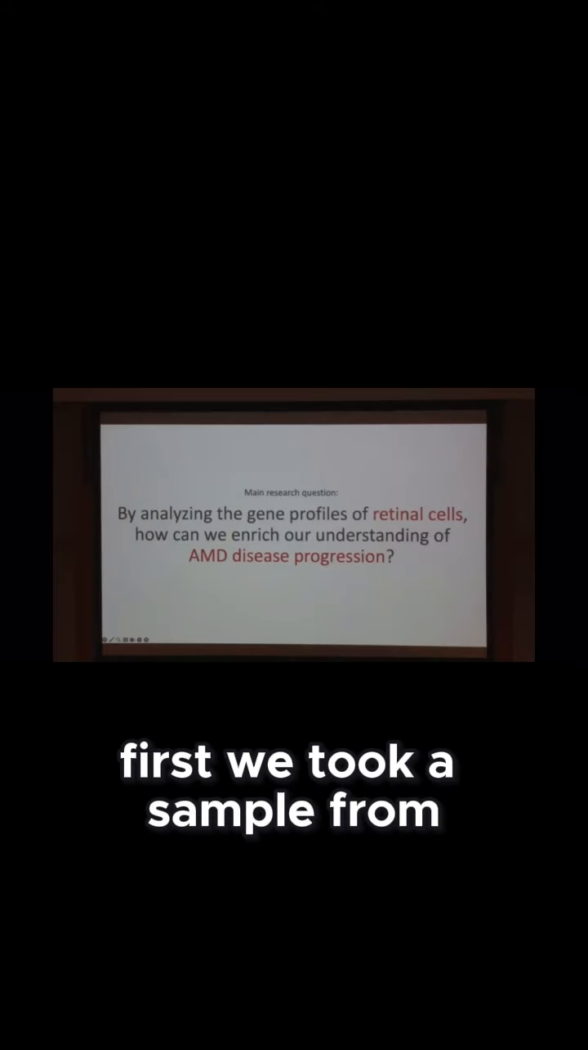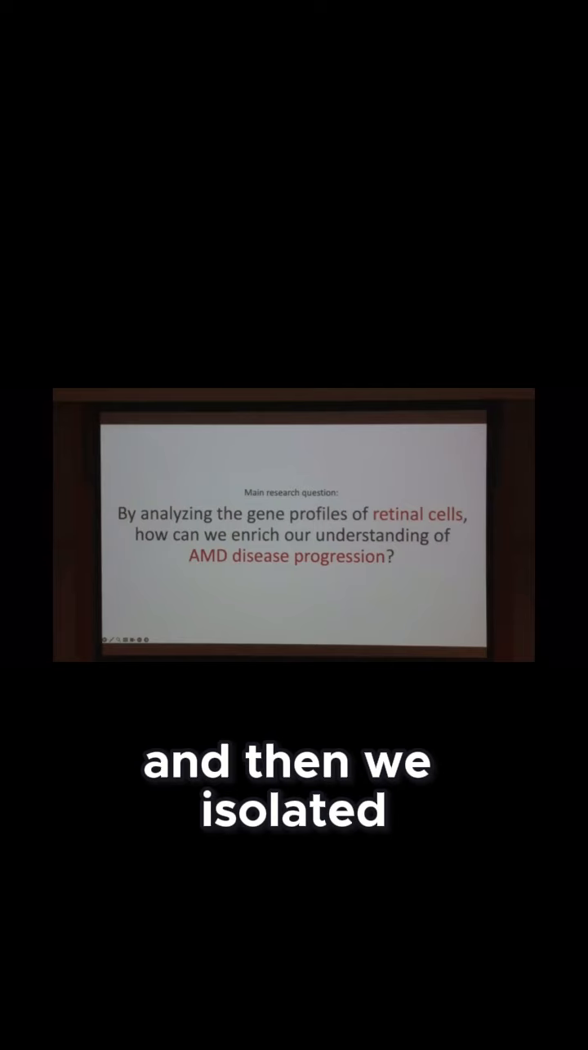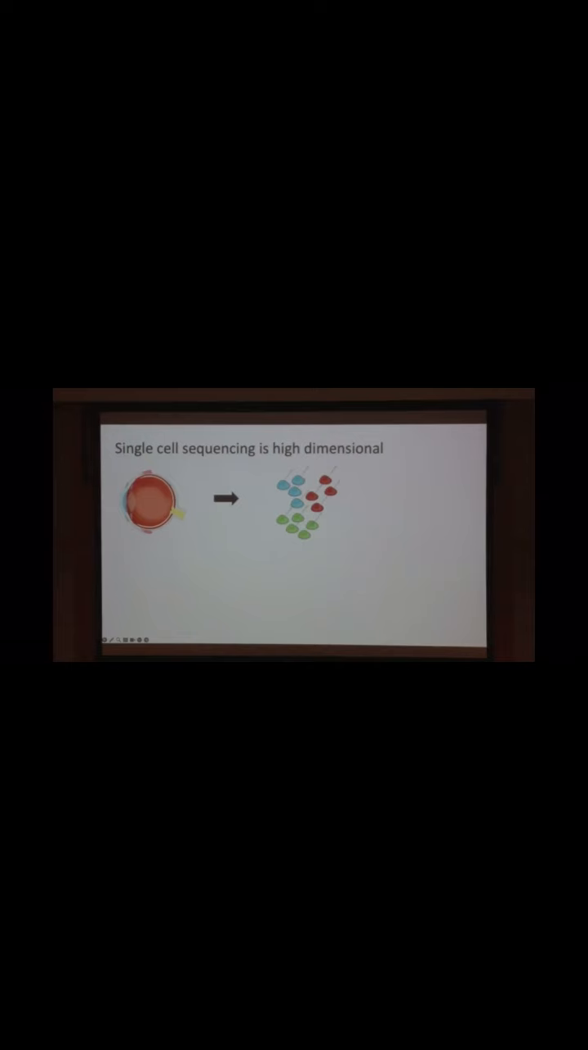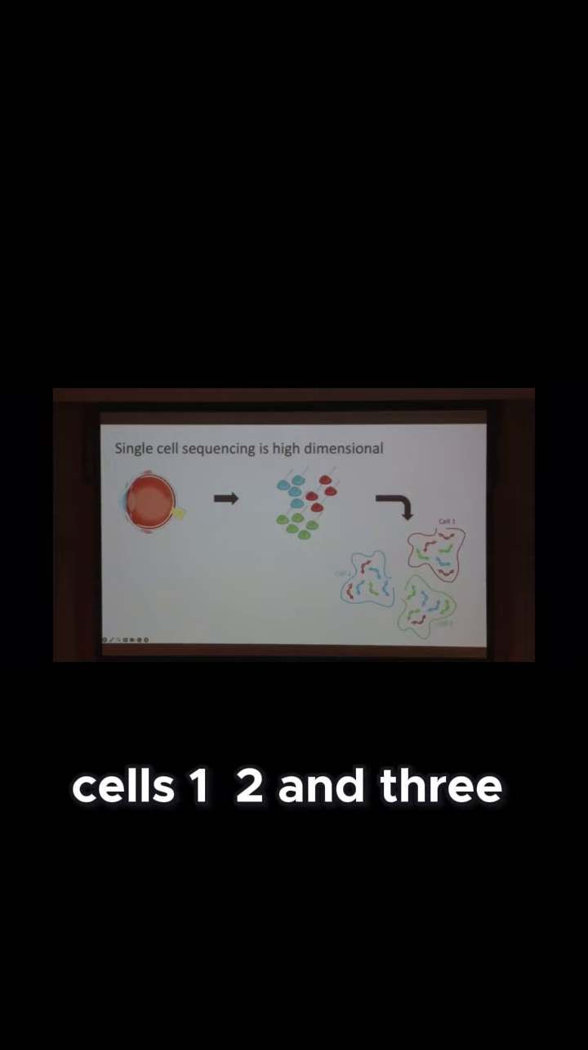First, we took a sample from our target tissue, and then we isolated the individual cells within this tissue. We popped every individual cell so we could find all of its RNA. For the sake of this example, we're going to use these three cells, cells 1, 2, and 3.